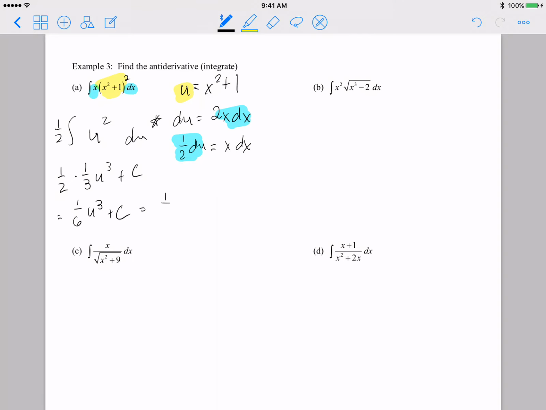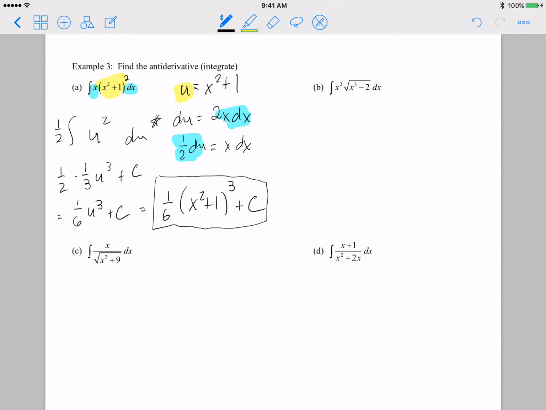And now I want to plug back in what u was. If you look back up there, u is equal to x squared plus 1. So this is going to be 1/6 times (x squared plus 1) cubed plus c. Okay, and again, I'm going to reiterate this a couple of times. You can take the derivative in order to check whether or not you did it correctly.